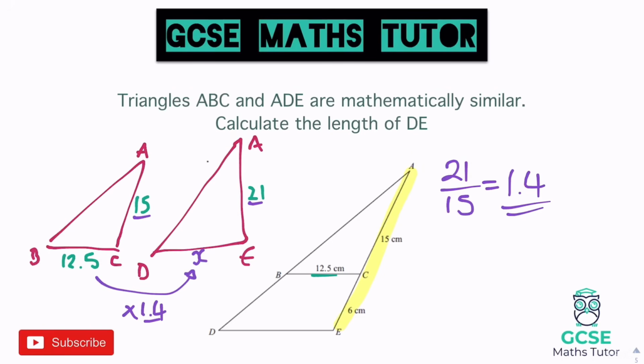And 12.5 times 1.4 gives us the answer 17.5 centimetres. There we go, so our final answer there is 17.5 centimetres. So have a look at something which is slightly trickier, but in a very similar fashion to this question.